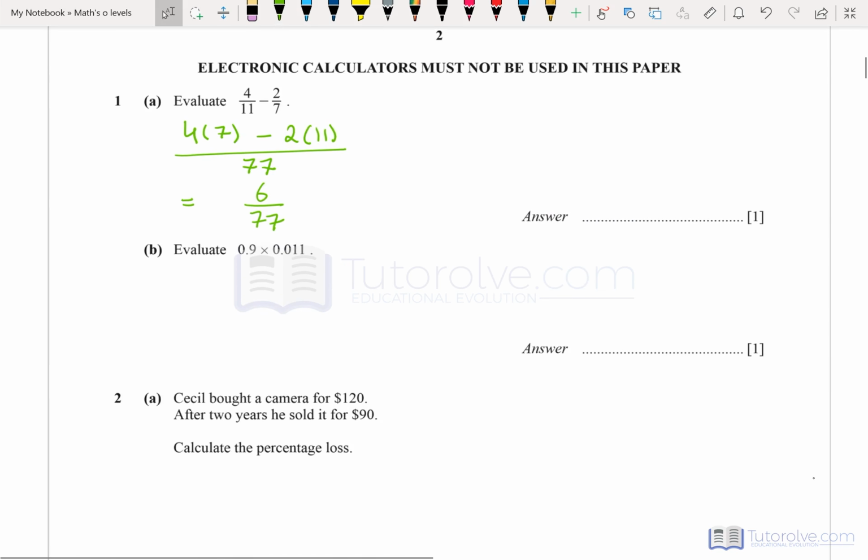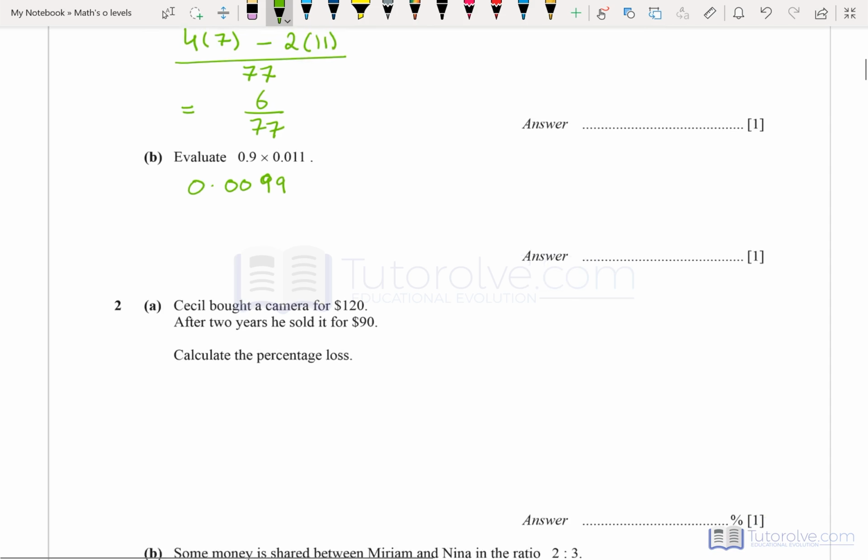Now we have to evaluate this 0.9 into 0.011. So basically the way to multiply this is you can either multiply it manually the way you count the decimals, or you know that 9 into 11 is 99, and you just need to count the number of the digits after the decimal. So there are 4 digits after the decimal. So basically the decimal you're going to put now is supposed to be after 4 digits. So this is going to be 0.0099.